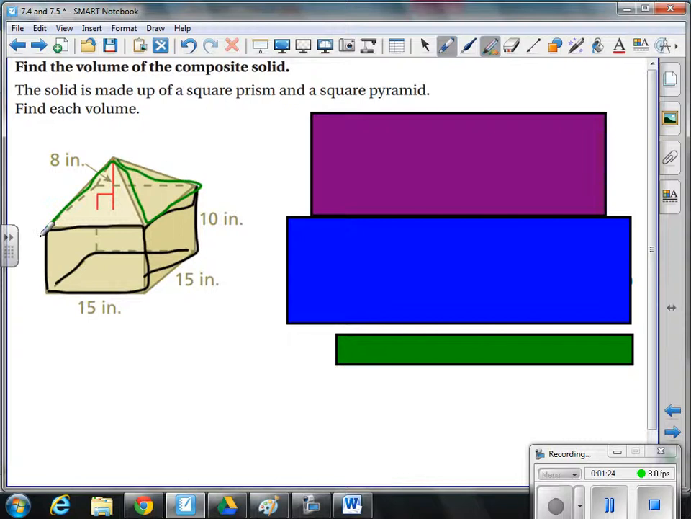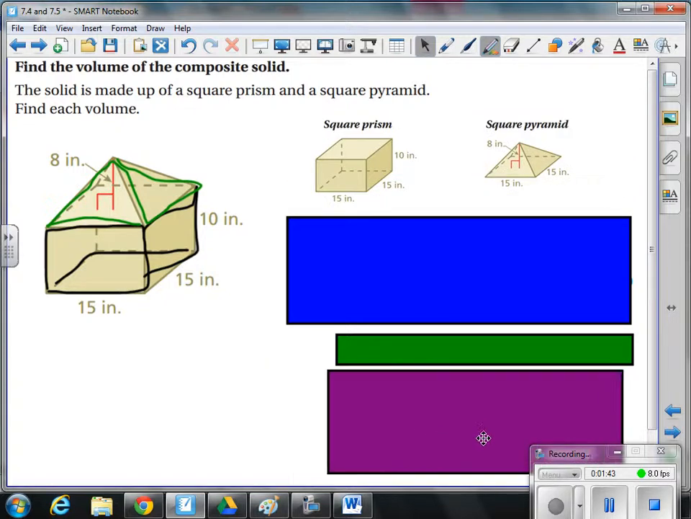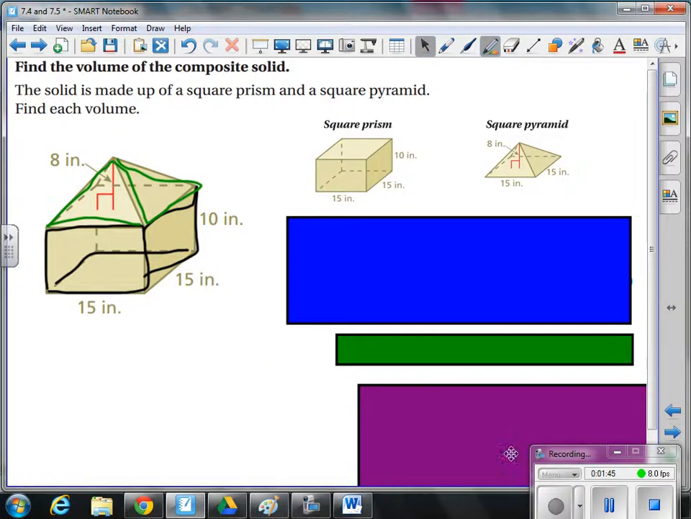So when we want to find the volume, imagine we can take the two shapes and cut them apart, and we find the volume of each of the two pieces separately, and to find the total volume, we would then add them up all together. So this is what the two shapes would look like separately. We have the square prism and the square pyramid.